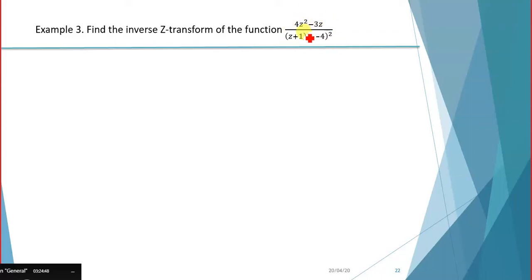So in this example, again, we know that it has to be answered by partial fraction. We need to factorize it. So let's write it. We can write 4z squared minus 3z. Since we need to divide it by z, we take z as a common factor. This gives you 4z minus 3.